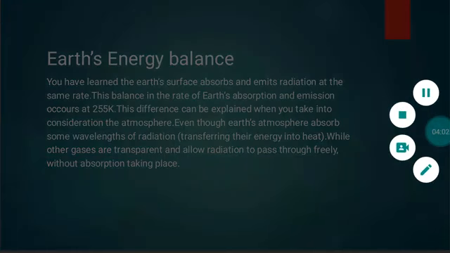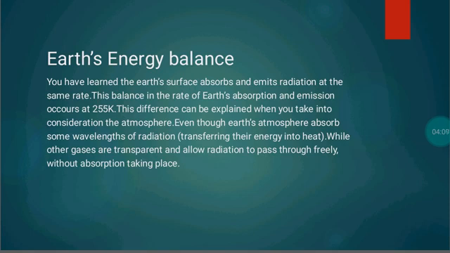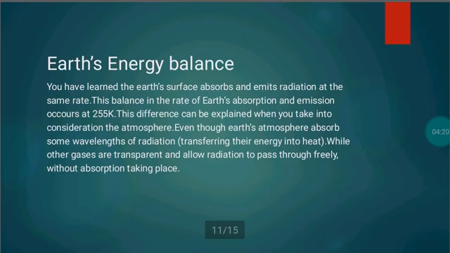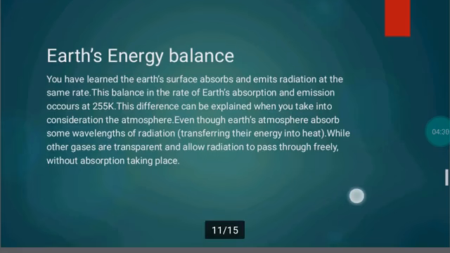Earth's energy balance. You have learned that the Earth's surface absorbs and emits radiation at the same rate. This balance in the rate of Earth's absorption and emission occurs at 255 Kelvin. This difference can be explained when you take into consideration the atmosphere. Earth's atmosphere absorbs some wavelengths of radiation, transferring their energy into heat, while other gases are transparent and allow radiation to pass through freely without absorption taking place.